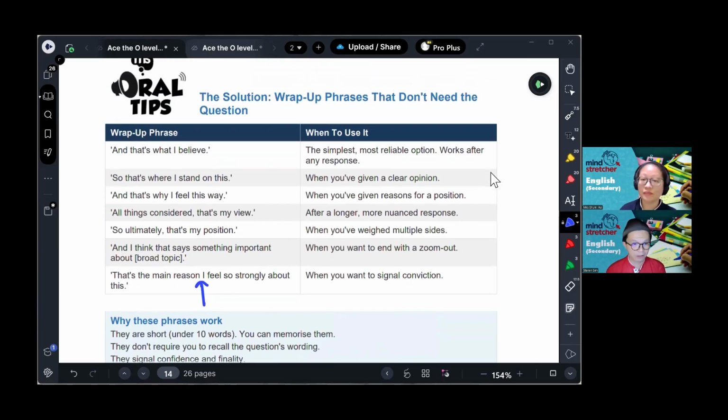I guarantee you, 99% of them don't speak like this. Okay, because this is how adults speak.